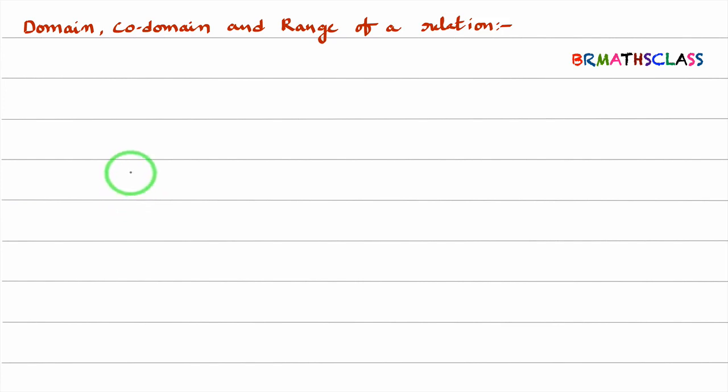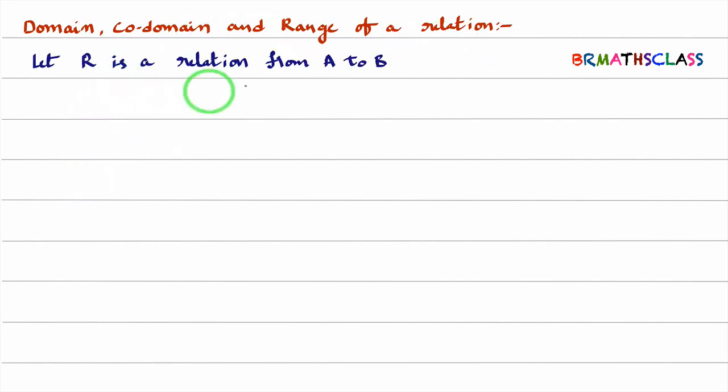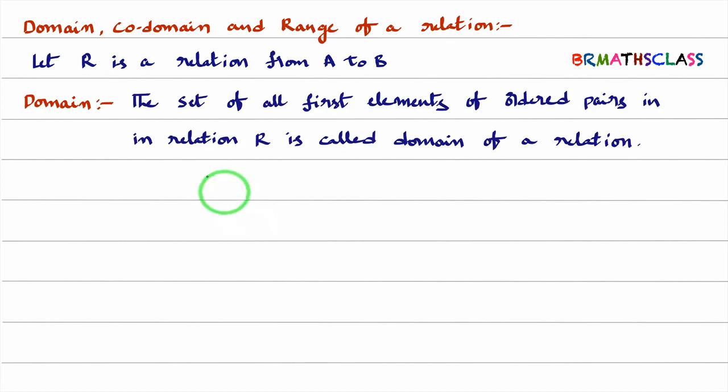In this class, we will learn the definitions of domain, codomain and range of a relation. Consider R is a relation from A to B. When R is a relation from A to B, which one is called the domain of the relation? What is the domain of the relation? The set of all first elements of ordered pairs in relation R is called the domain of the relation.